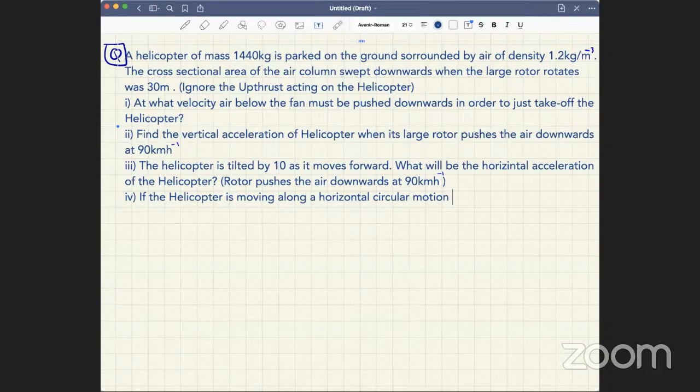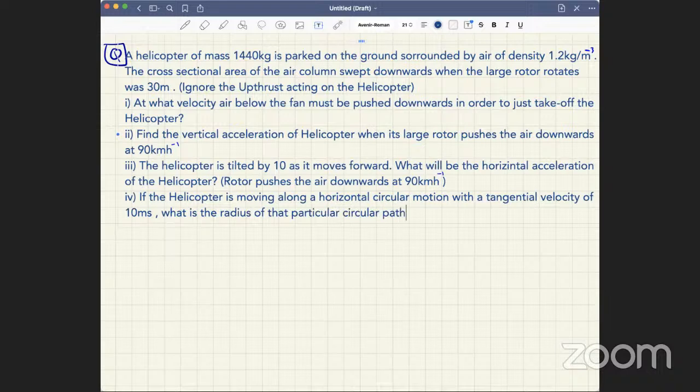Horizontal circular motion. Okay, 4 questions for you. All 4 covered. So the 4 questions for you.